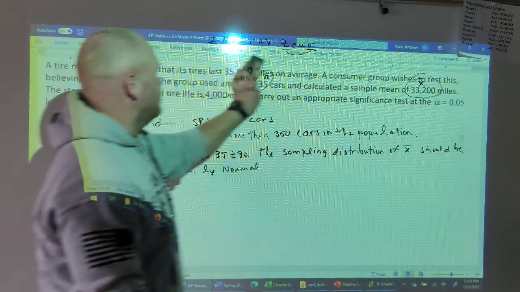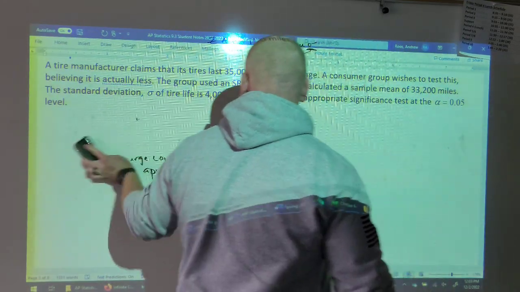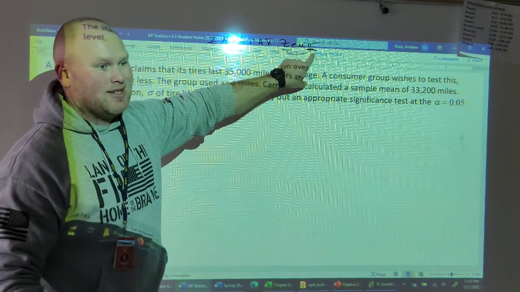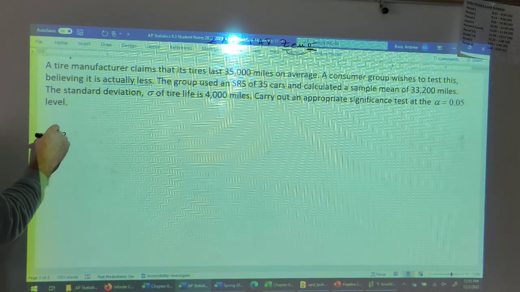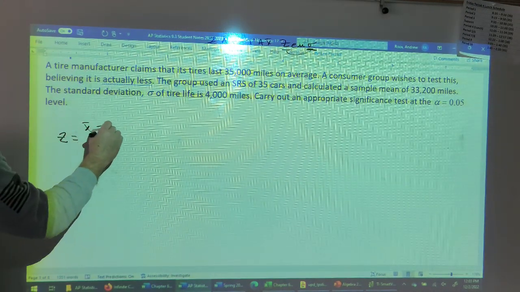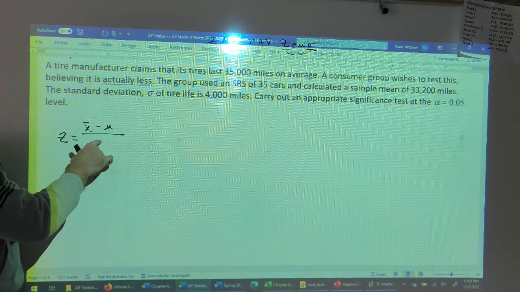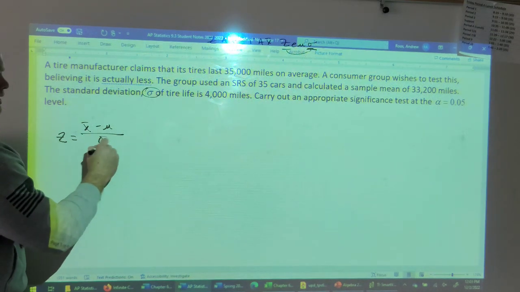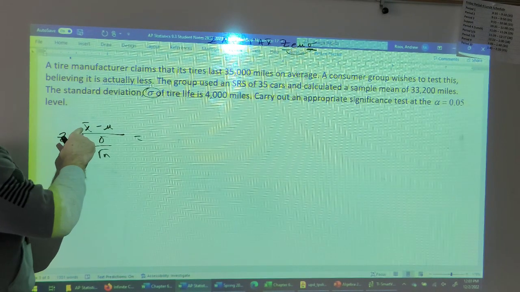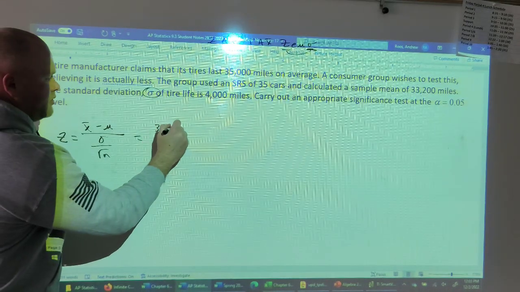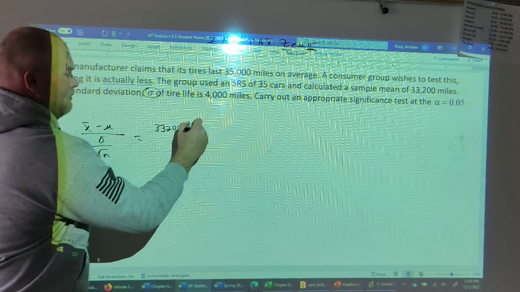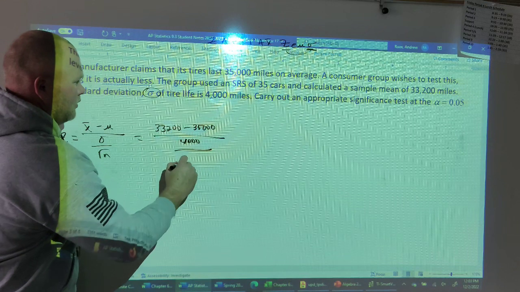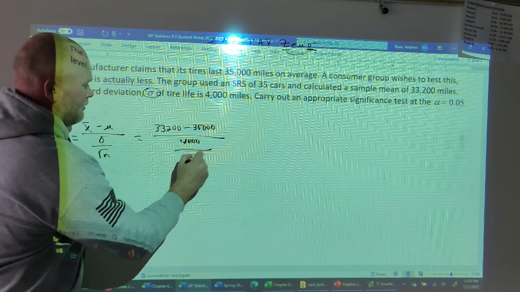All right, so now we're going to move on to the calculation. Since we knew sigma, we're doing a one sample z-test. So z equals statistic minus parameter over the standard deviation. On the bottom here, normally it would be s sub x over the square root of n, but since we know sigma, it's going to be sigma over the square root of n. So x bar, we're told 33,200 minus the mu, 35,000, all over sigma over the square root of n, so square root of 35.